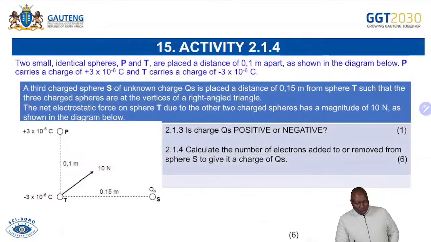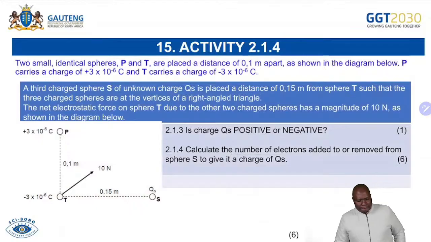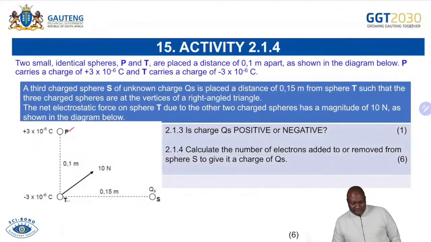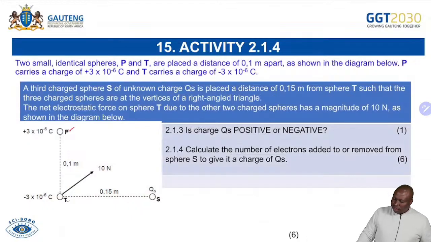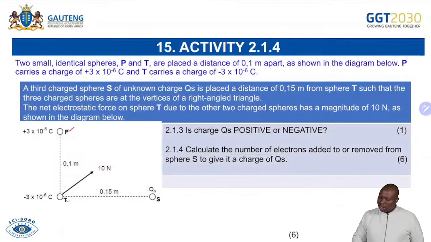Now let's go to the next structured question. We are saying 2 small identical spheres, P and T. We're saying they are placed at a distance of 0.1 meters. You see the first ones that we talked about. And then as shown in the diagram below, P carries a positive charge and T carries a negative charge.